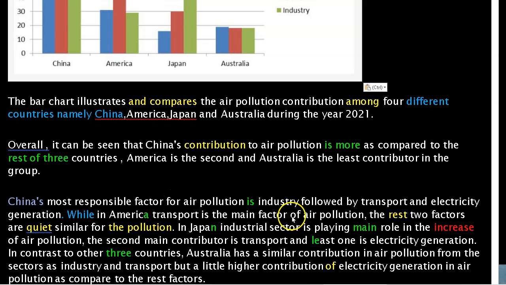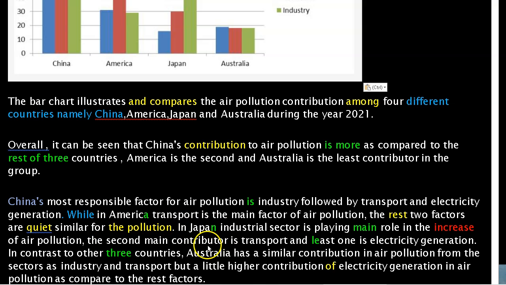Is it for or of? And don't repeat them like that. While in America, transport is the main factor, the other 2 factors are quite, spelled wrong, similar for the pollution. Well, of course, for the pollution. What else? Other 2 factors are similar. Yeah, you could have made a bigger deal out of that.